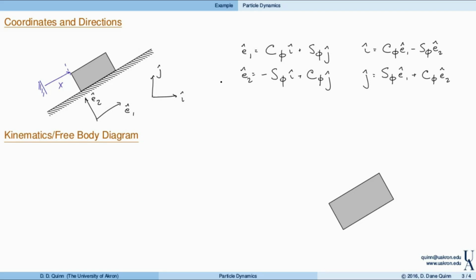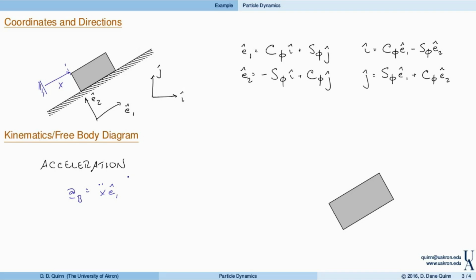So with these coordinates and directions defined, we can now look at the kinematics, which entails writing the acceleration in terms of the measured coordinates and directions. So again, given x along the plane, the acceleration of the block is simply x double dot in the E1 direction.